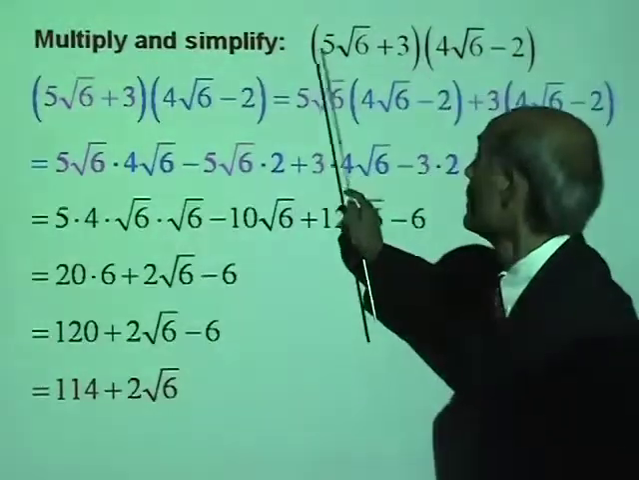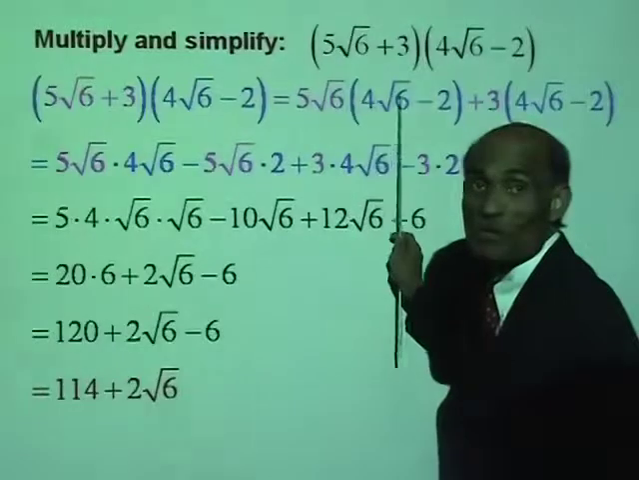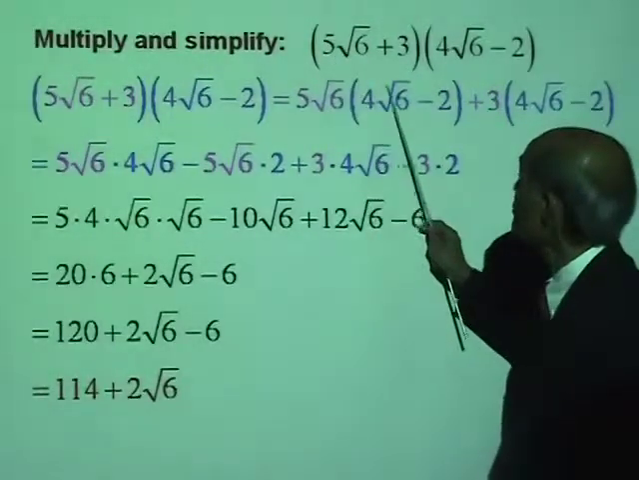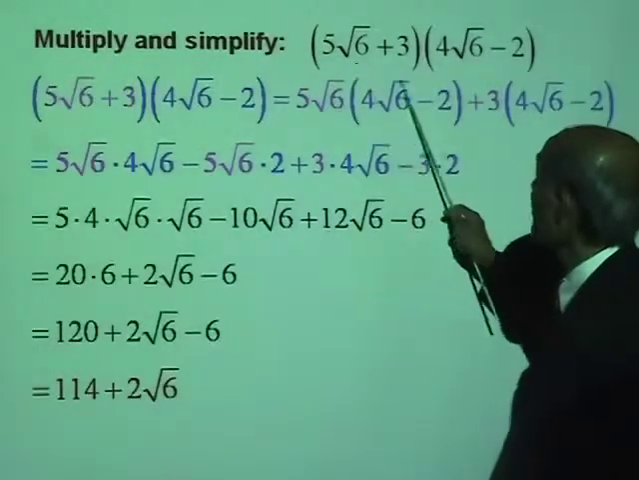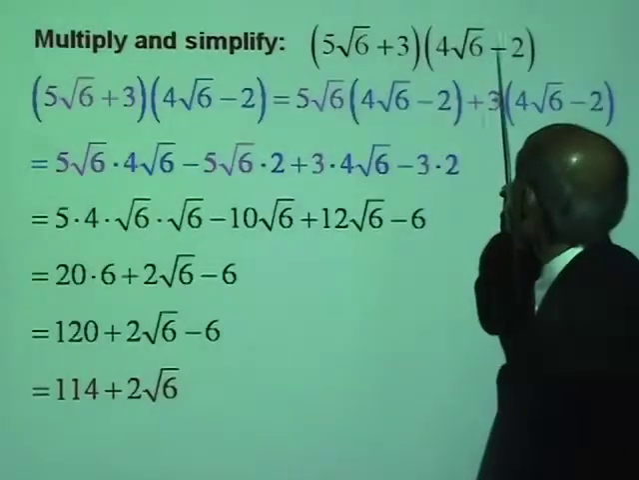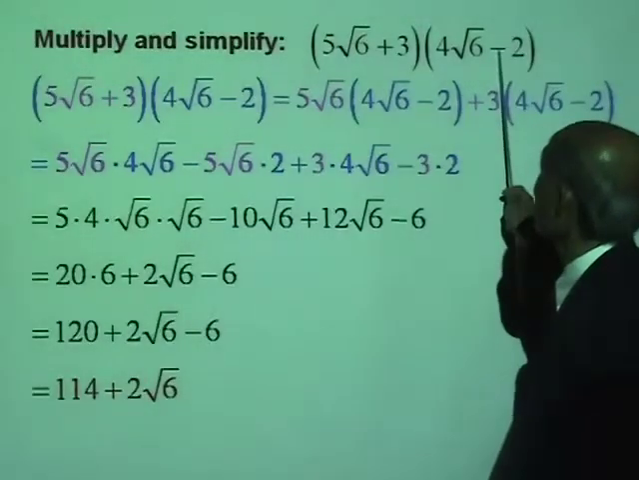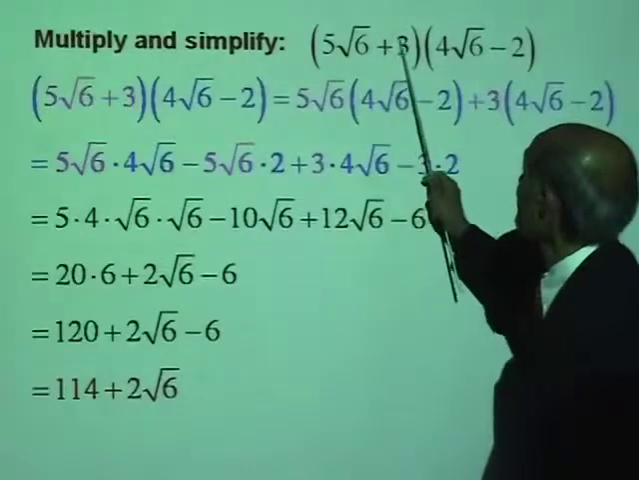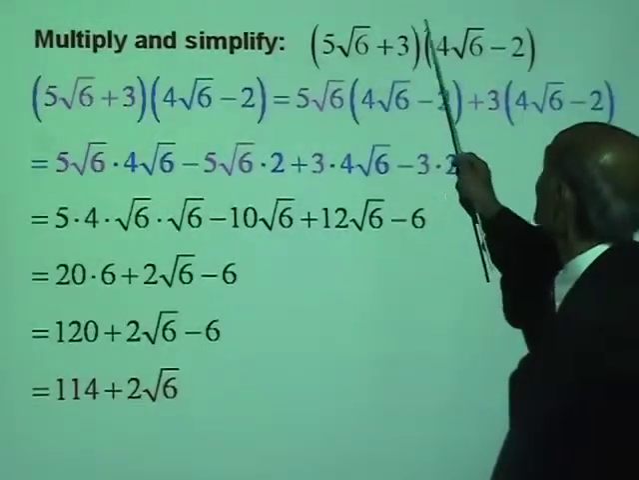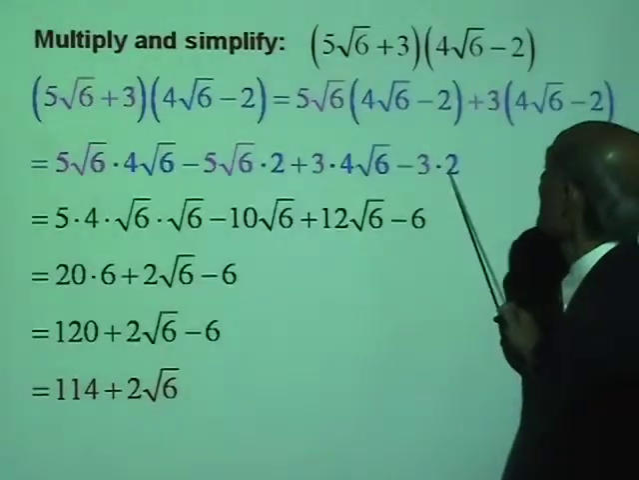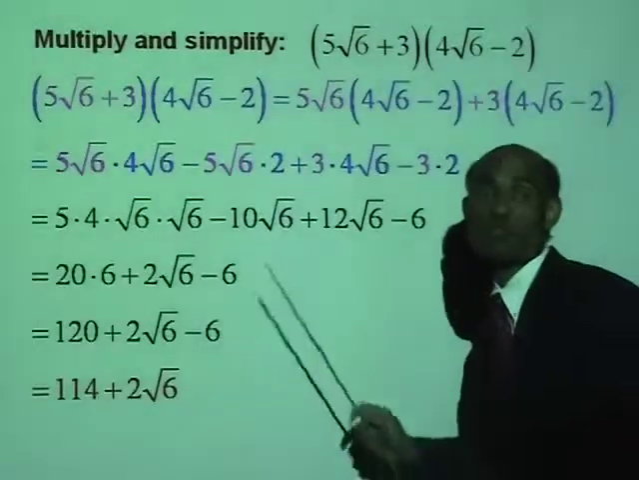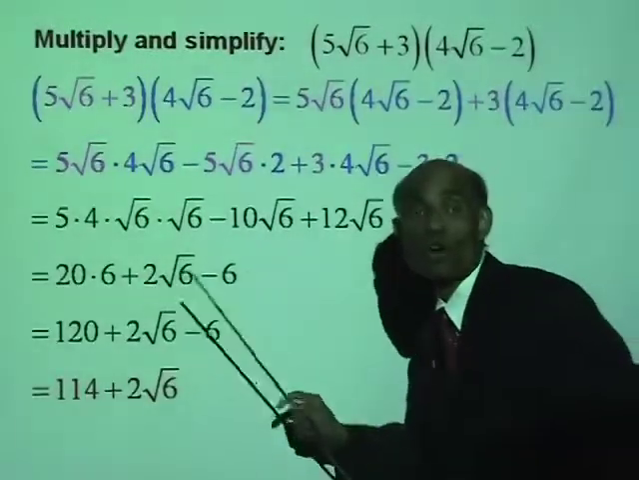Okay, so take a pencil and paper and do this multiplication on your own. Look at this. 5 square root 6 times 4 square root 6. There you are. Minus 5 square root 6 times 2, minus because of this, plus 3 times 4 square root 6, plus 3 times negative 2 is minus 3 times 2. And now, continue simplifying this and see whether you can do this on your own.